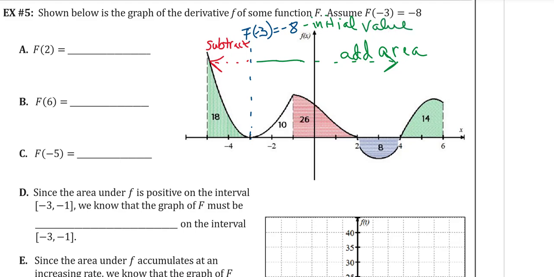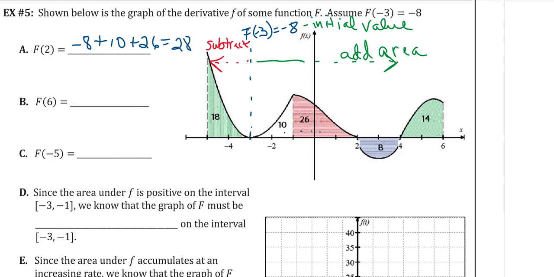So we're going to add to that. So f of positive 2 is going to be that negative 8 there. And then we're going to add to it all these other areas till we get up to 2. So we have an area that's labeled as 10 square units, and then another one that's labeled as 26 square units, for a total area of 28 square units.